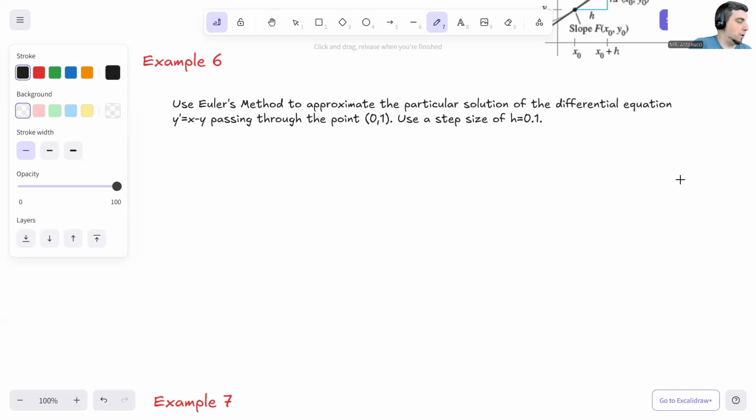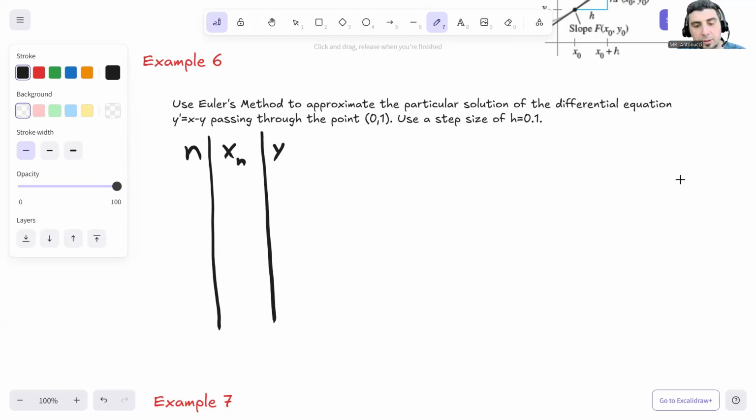So in this case, what we're trying to do is just basically generate a table of values that are going to equate to points on the approximate solution curve. So it helps if we have a table of values here. So let me set some things up here. Our initial step, n represents the step we're on, is 0, 1. That's the initial value there.